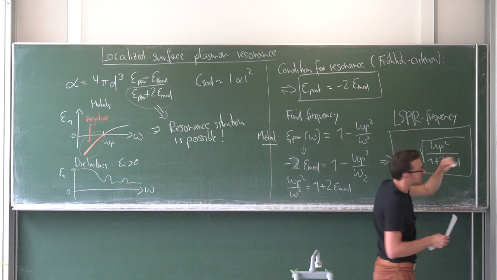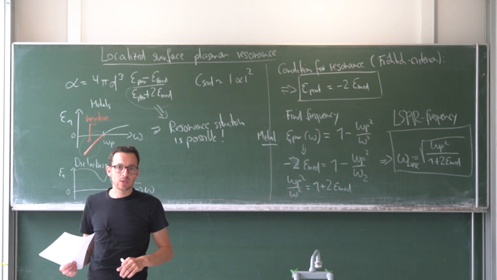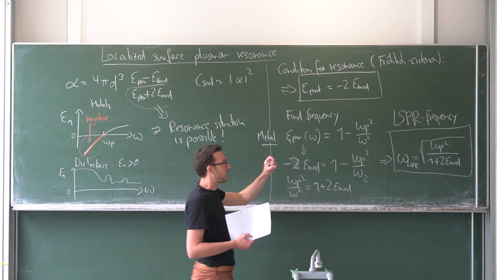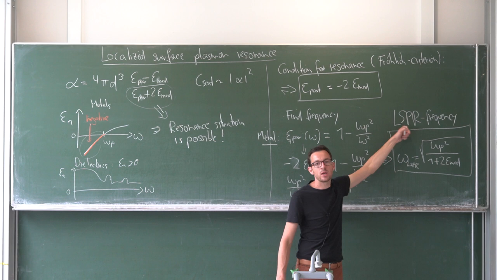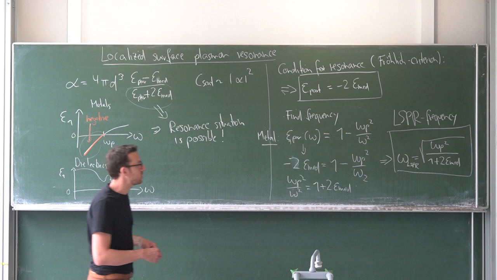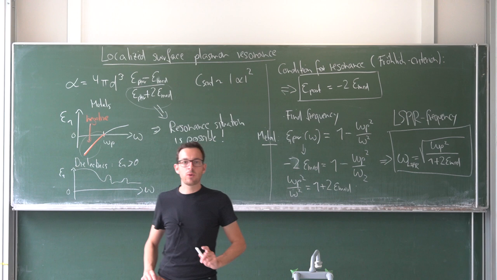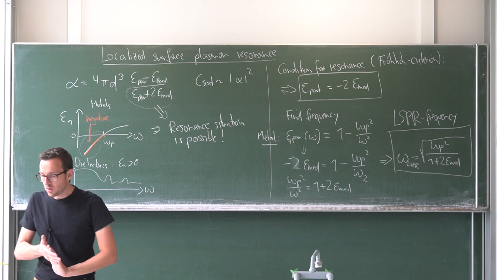Plasmons are general oscillations that occur in the electron gas of a metal, and now because that electron gas is confined to a very small particle, it's localized, and this is why we call it localized surface plasmon resonance frequency. Okay, so this is really the condition that we need to fulfill to get a very strong resonance, and this is only possible in metal nanoparticles. Okay, that's very important.